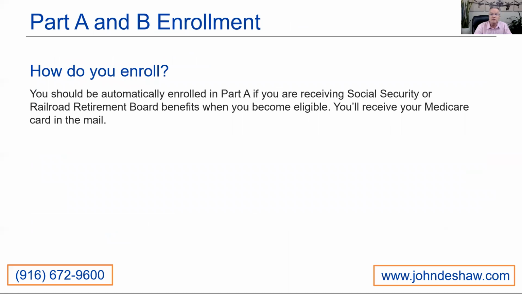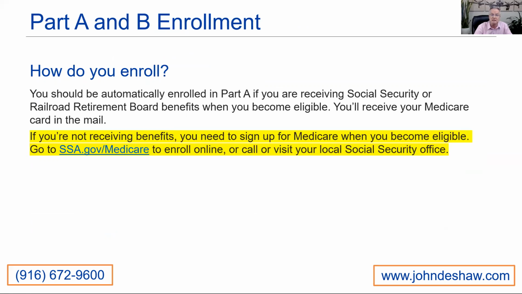As mentioned, you should be automatically enrolled in Part A if you've been receiving Social Security or Railroad retirement benefits when you become eligible, and you're receiving your card already in the mail. If you haven't received benefits, you need to enroll yourself. Go to ssa.gov/Medicare to enroll online, or go into your local Social Security office.